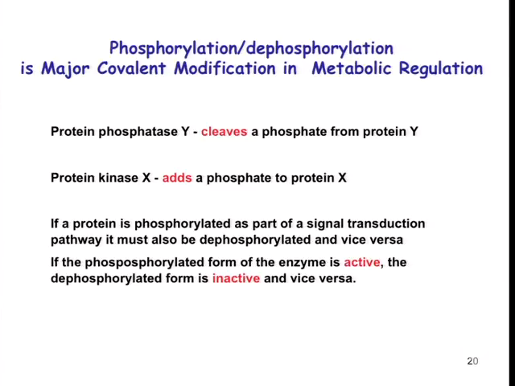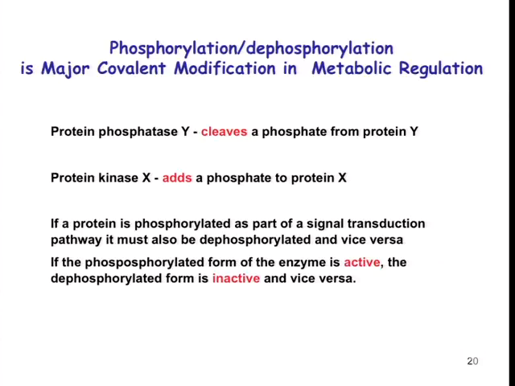If it's dephosphorylated, the phosphate's taken off. The enzyme that does this is a phosphatase. So if you have something in a signal transduction pathway, and we say it's phosphorylated, then right away you know there's got to be another enzyme there that dephosphorylates.